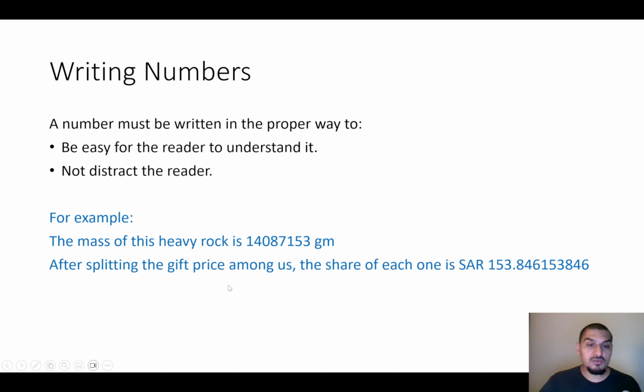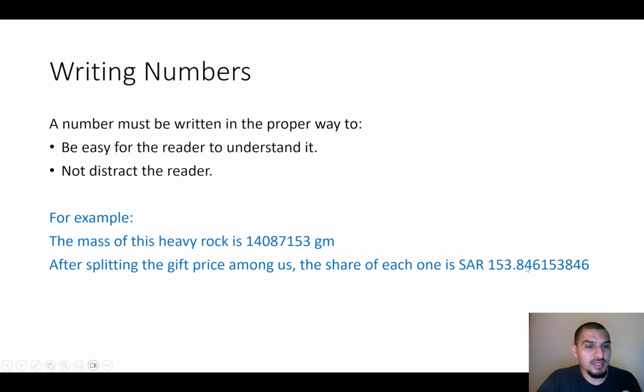Let's say you went somewhere with your friends, and you were buying something and splitting the cost among yourselves, and then you calculated it and found that the share of each one is 153.846153846 reals. Okay. When you look at this number, it's meaningless. There are a lot of numbers that don't have any meaning. First, you have a lot of decimal places that don't make any sense.